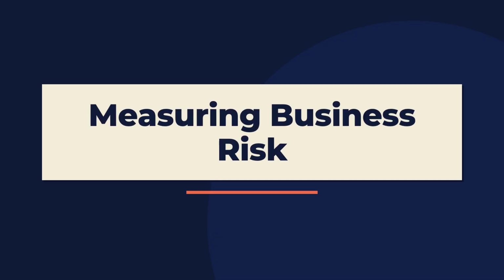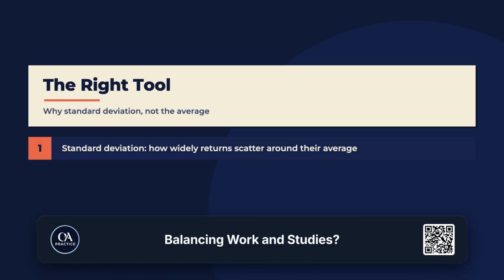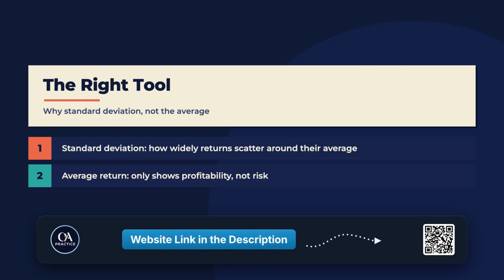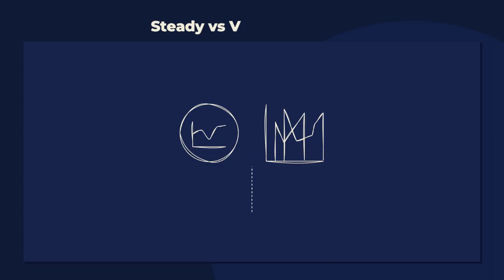Defining business risk as operating uncertainty is only half the job. The other half is measuring it, and finance has a precise tool for that job. Business risk is quantified by the standard deviation of return on invested capital or operating income, computed across years. A firm's average return only tells you how profitable it has been, not how risky it is. What matters is how much that return bounces from year to year.